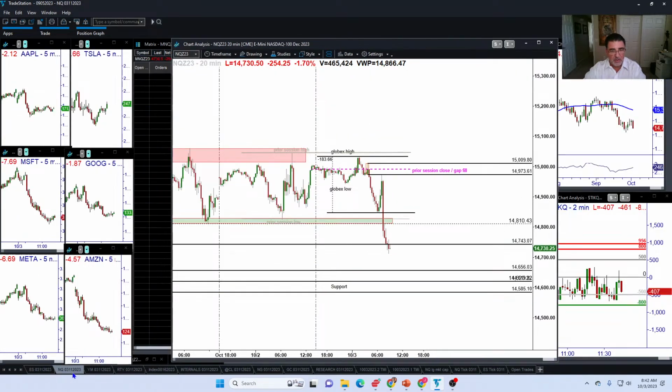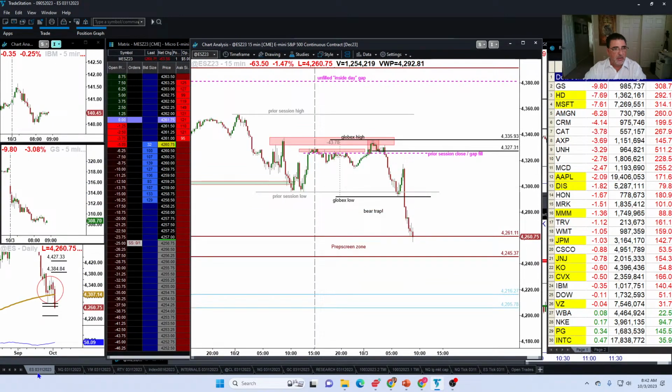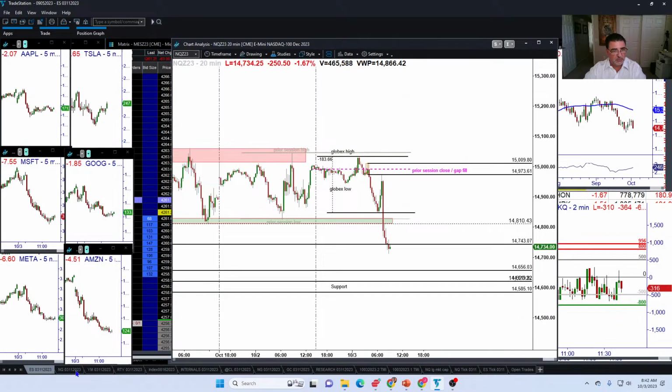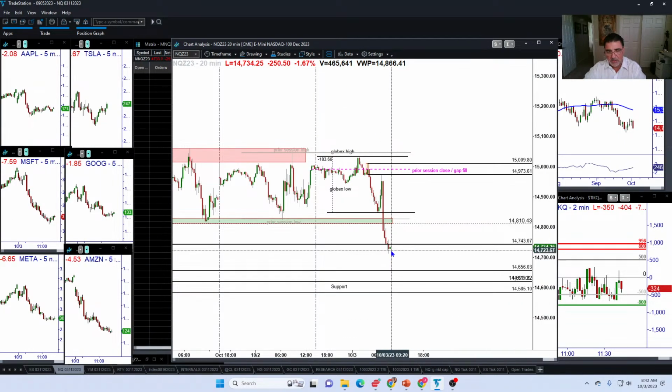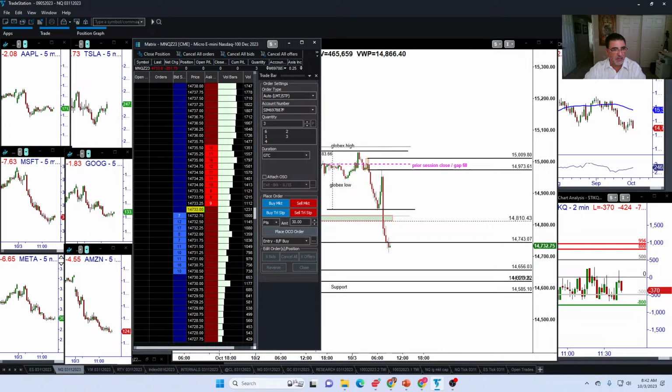So we have NASDAQ back in a zone. We have S&P in a zone. So I'm just going to take it across the board. I'll catch this one as it moves back to the upside. We're starting to see a small turn on the stocks.